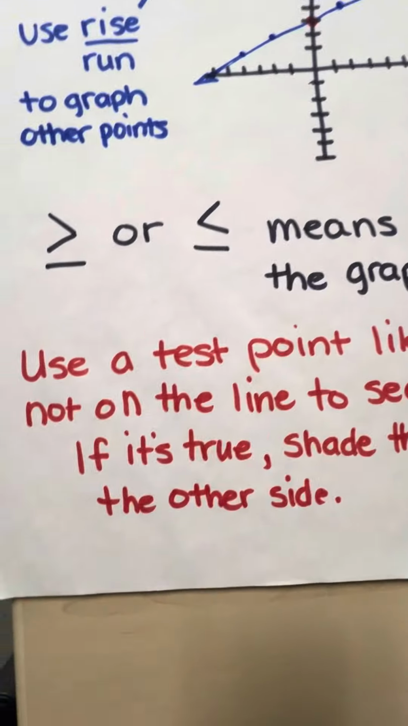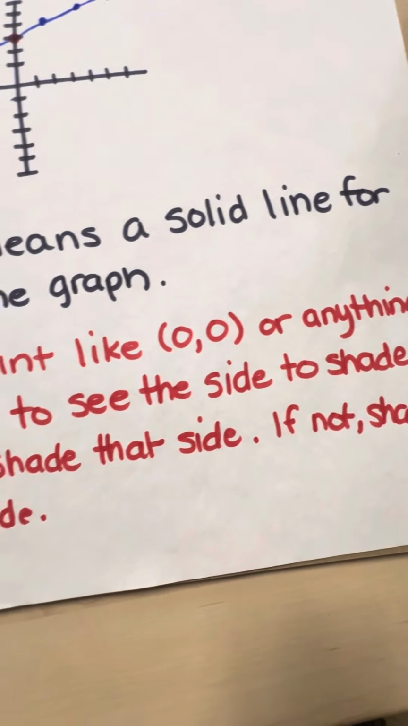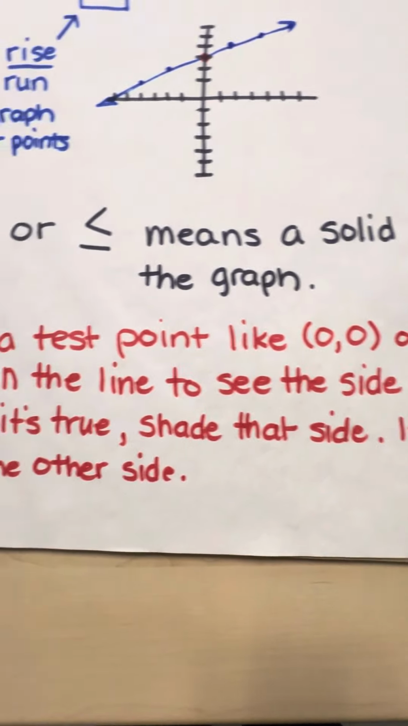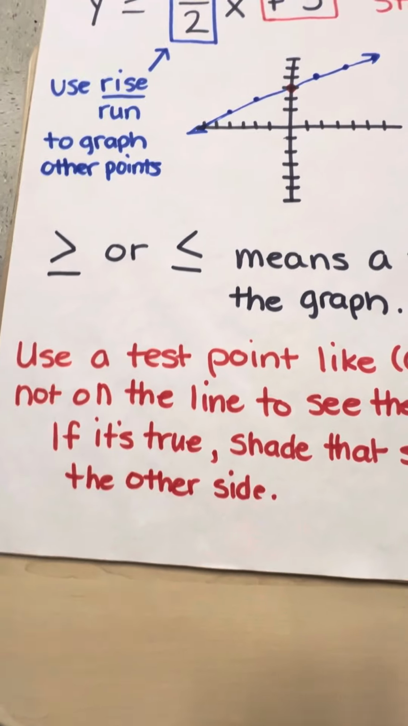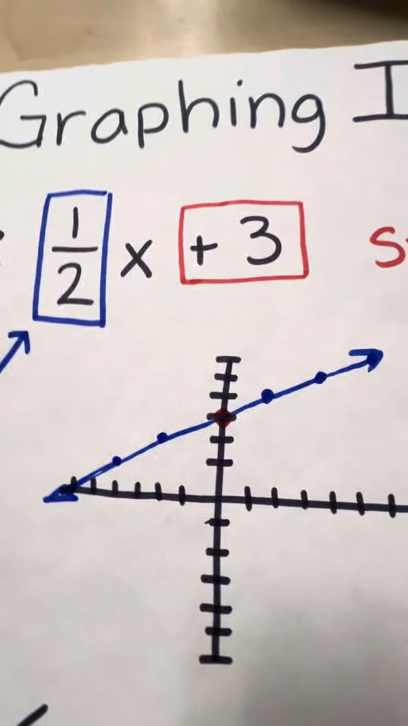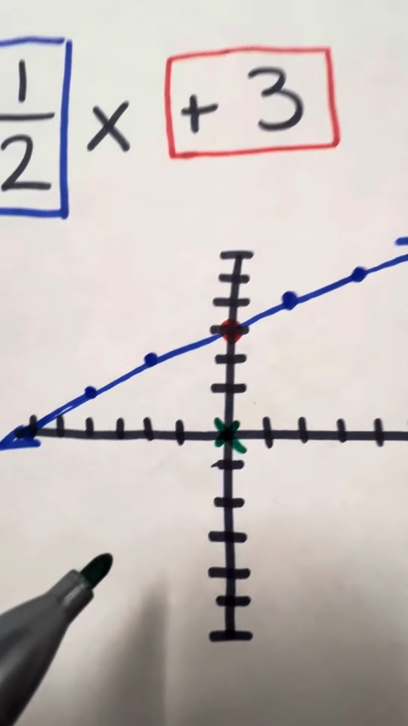So we check to see if it makes the inequality statement true. If it does, then you shade the side that point is on. And if it doesn't make it true, then you shade the opposite side. So what does that mean? I just said 0, 0, so we're going to put a little X where it marks the spot. So X is there at 0, 0.